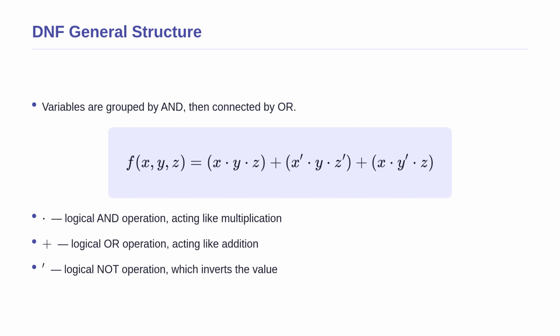Notice how the variables are first grouped together using AND operations to form isolated clusters. Then these clusters are joined together using OR operations, making it a true sum of products. If any single variable inside an AND group becomes 0, that entire group becomes 0. But because they are connected by ORs, the overall function still outputs a 1 as long as at least one other group remains a 1.